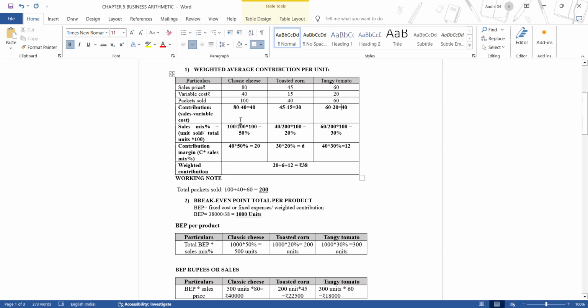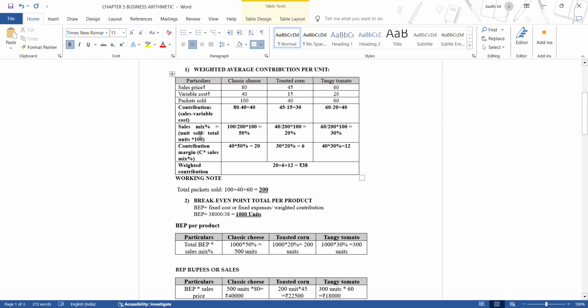Once you have found this contribution, the next step is to find the sales mix percentage. Normally in the questions, sales mix percentage will be given, so we need not find it, but in this particular question there is no sales mix percentage. Sales mix percentage means the percentage of the units, or percentage of the goods sold by the particular company. The formula to find sales mix percentage is units sold by total units into 100. Since it is a percentage, we need to multiply it with 100.